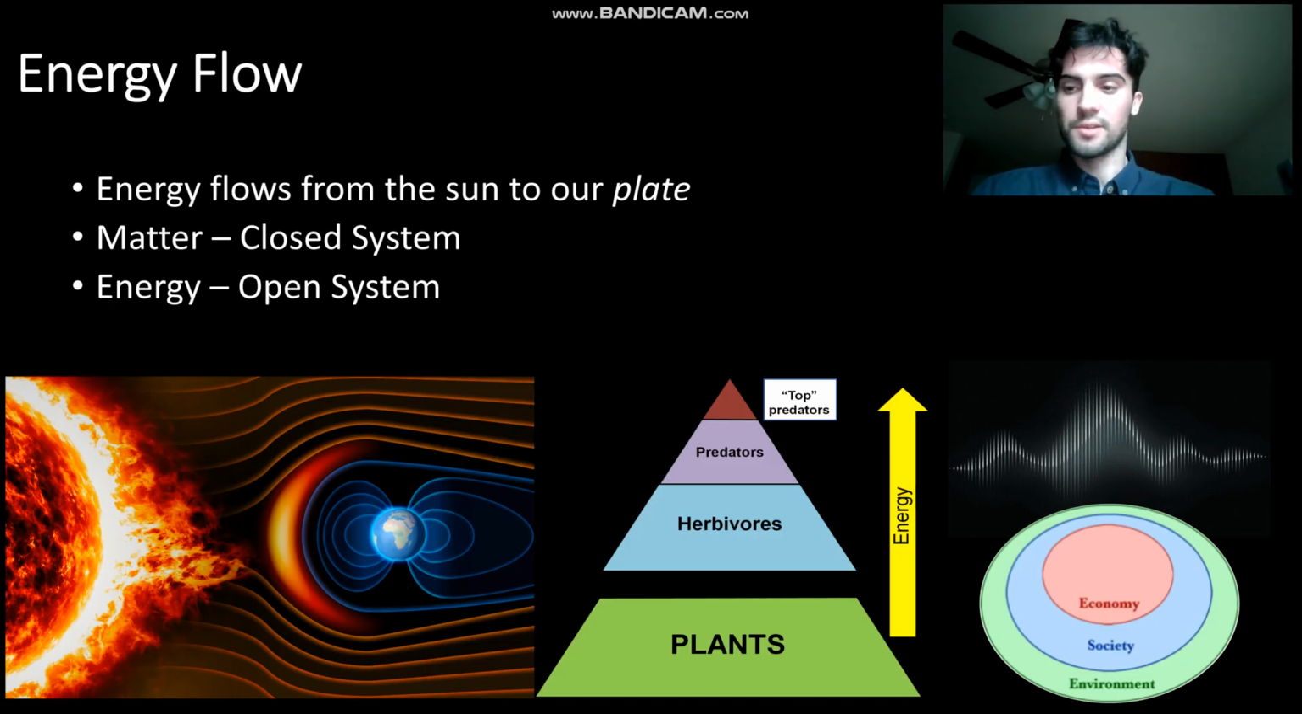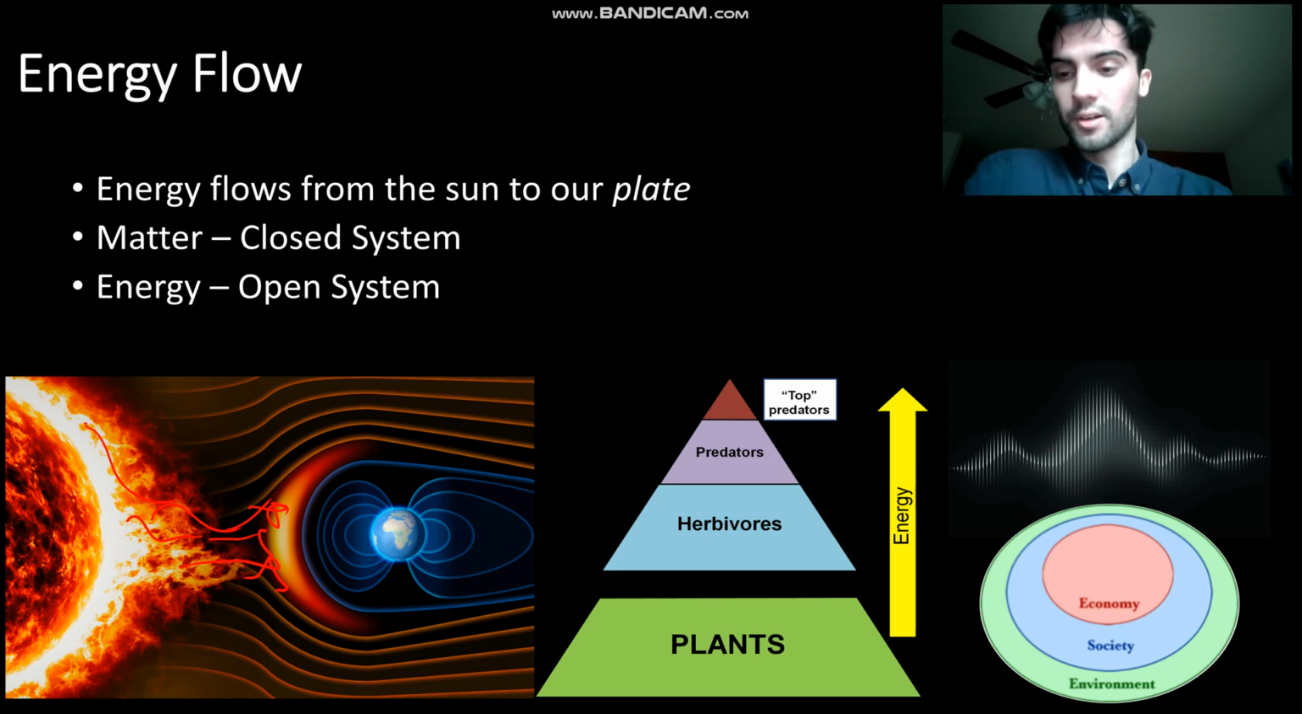So basically we have this massive star, the sun. It's massive compared to the planet Earth, but there are bigger stars than the sun. The sun is constantly emitting energy, and this energy is sent out all around, and Earth happens to be there. So energy flows from the sun to our plate.